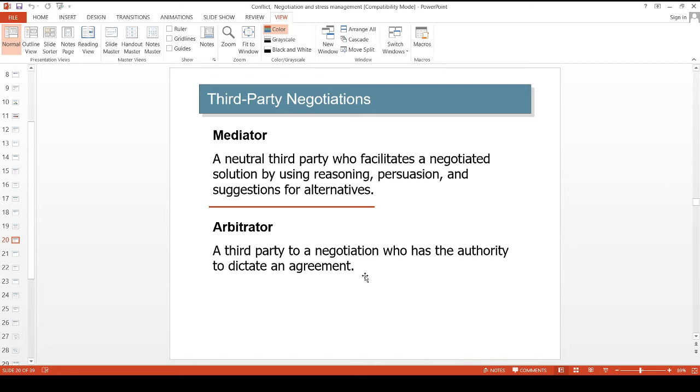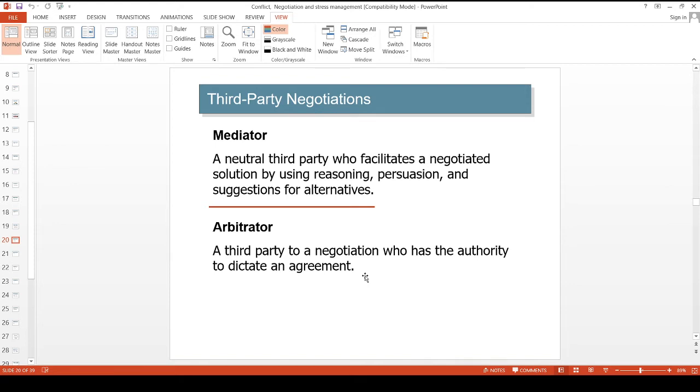So an arbitrator is the third party to a negotiation who has the authority to dictate an agreement. That is usually the legal authority who is going to settle the dispute between the different parties. So that is the basic difference between the mediator and the arbitrator.